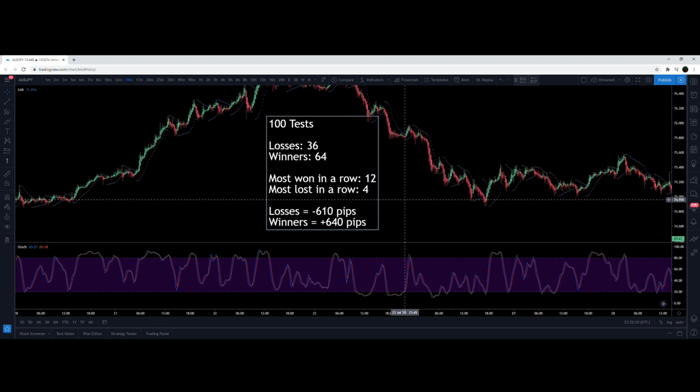Plus, having that fixed 10 pip target really was costly, because even though there were 64 winners with a really good win rate, it only really worked in the ranges, and the losses most of the time were much larger than the winners. So some of the losses were even 50 pips, 40, 20, 29, 39, 60. There were a bunch of losses that were only like 5 pips, 7 pips, 11 pips, 16 pips. But you get the idea.